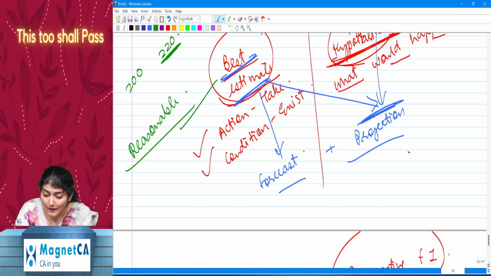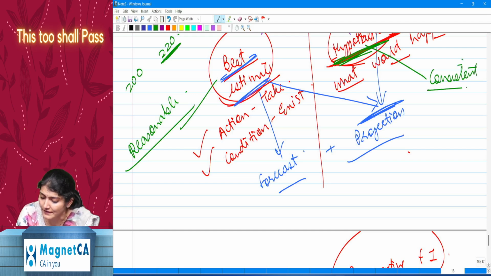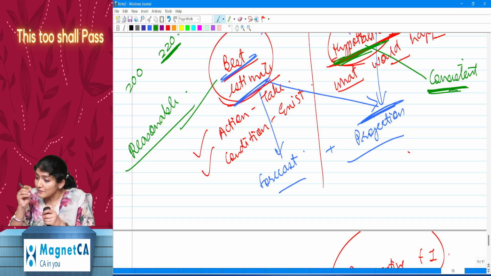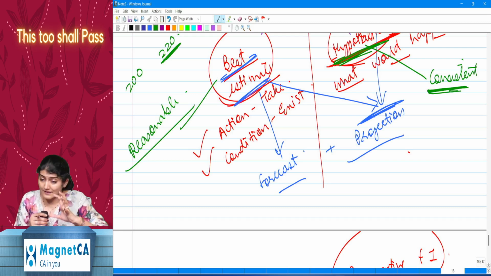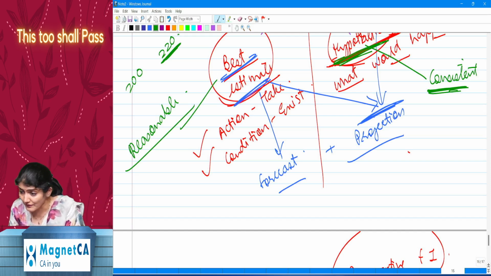Okay, and now hypothetical cannot be unreasonable, because if I get a loan of 1,000 crore, it's not reasonable. So hypothetical has to be consistent with the purpose of the information. It has to be consistent. Why are you preparing the prospective? To get a loan of 1,000 crore. So should you make a hypothetical assumption? If we get a loan of 1,000 crore, yes.